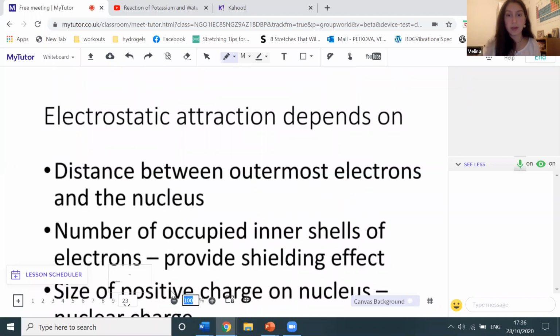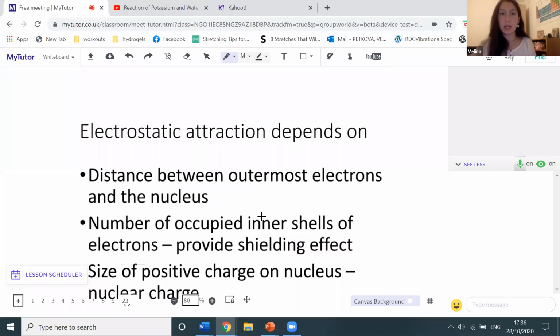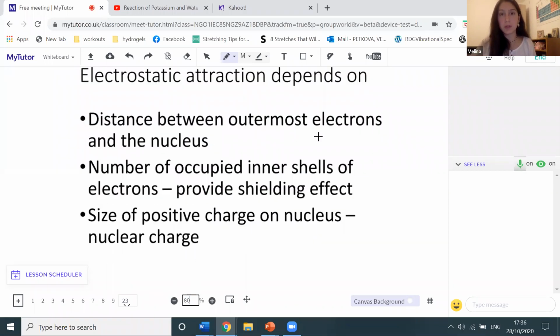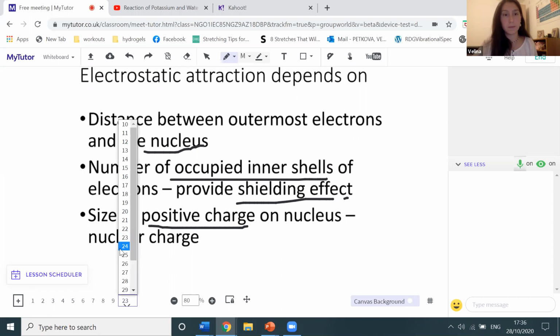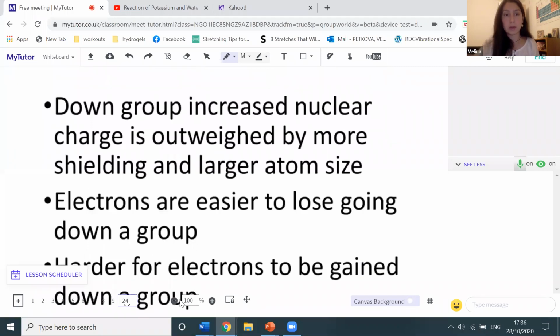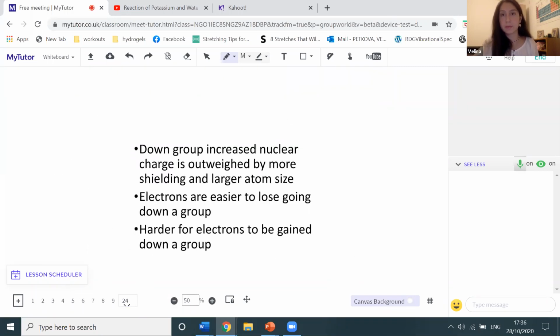Yeah, so here we're reiterating it. Electrostatic attraction depends on the distance between the outermost electrons and the nucleus, the number of occupied inner shells of electrons, which provide the shielding effect, and the size of the positive charge on the nucleus, the nuclear charge. So down the group, there is an increased nuclear charge that is outweighed by more shielding and larger atom size.